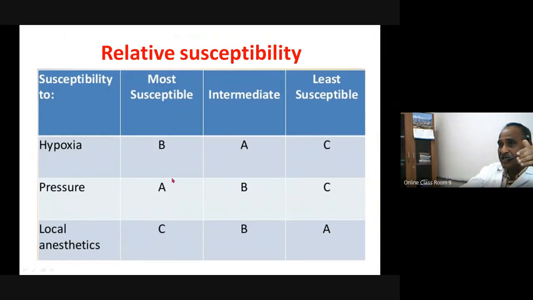You can just see that for hypoxia, pressure, and local anesthetic, it is BAC, intermediate ABB, and the least susceptible: the C fibers are least susceptible to hypoxia and pressure, but the A fibers are least susceptible to the local anesthetics.